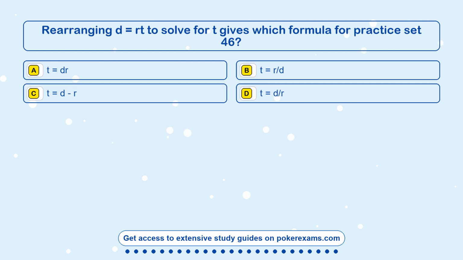Question 11. Rearranging d equals rt to solve for t gives which formula for practice set 46? Option A t equals dr. Option B t equals r/d. Option C t equals d minus r. Option D t equals d slash r.